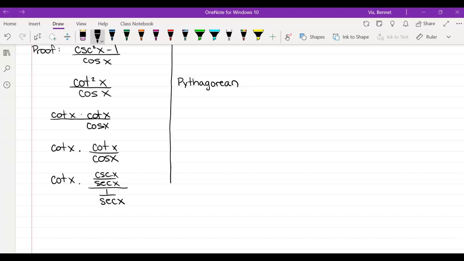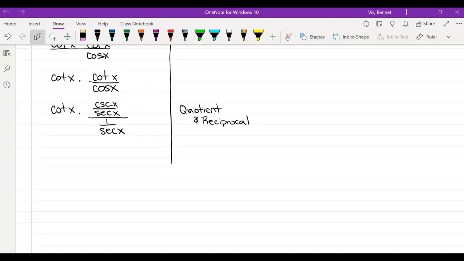And I need to justify this. I can do them both in one. I'm using the quotient property for the numerator and the reciprocal property for the denominator here. So I justify both of those that way. Now I have this stacked fraction that I want to change.